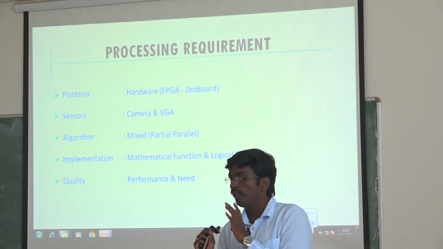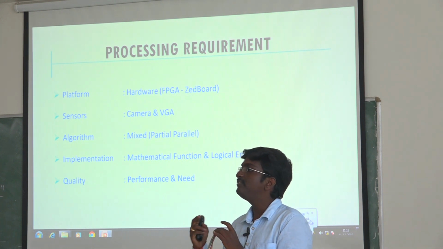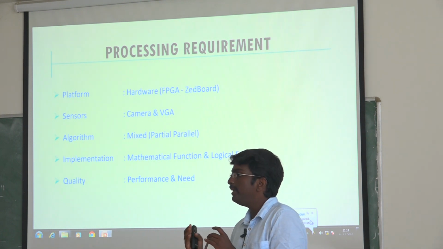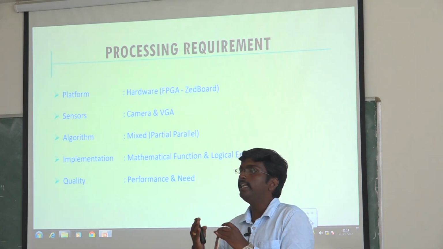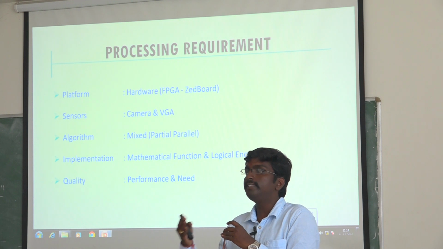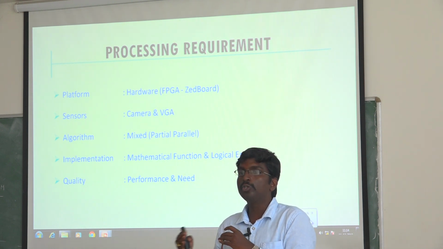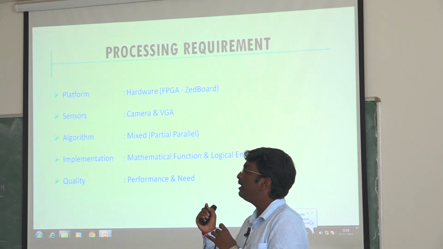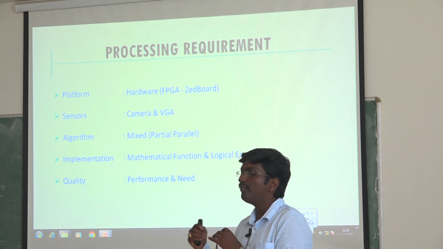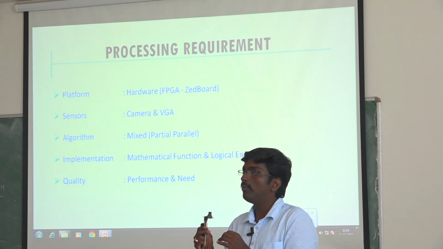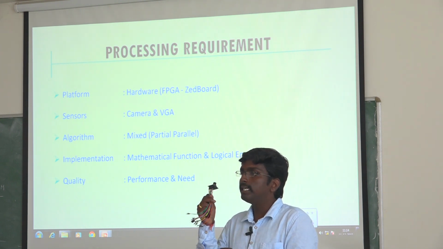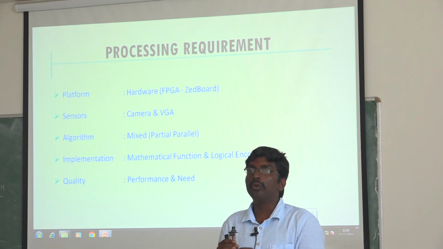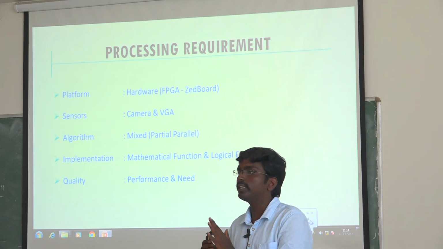If you need to read the complete pixel, at least we need to spend a minimum of 2 clock cycles. It means 2 states. In the first state it will give half of the pixel, in the second state it will give the other half. Once you combine these 16 bits together, it will give the single pixel information. So if you want to process based on this camera, your algorithm should be fixed for partial parallel. It will not go for serial, it will not go for parallel.